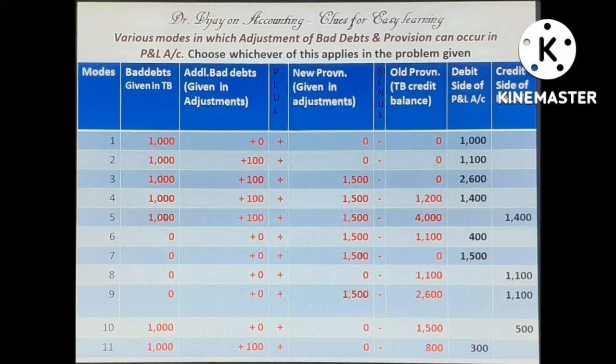Regarding the journal entries for provision for doubtful debts, for discount allowed and discount received, and other details, go through lecture 14.